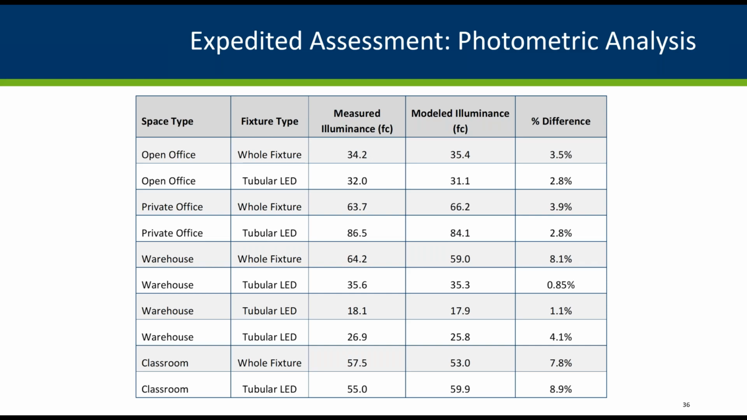Task tuning is likely to be perceived as providing satisfactory light levels in spaces with high light level uniformity, like classrooms or private offices. This is particularly true if conservative assumptions are made while modeling. For example, assumptions of a light loss factor of 0.8 to 0.9 and reasonable reflectance values.